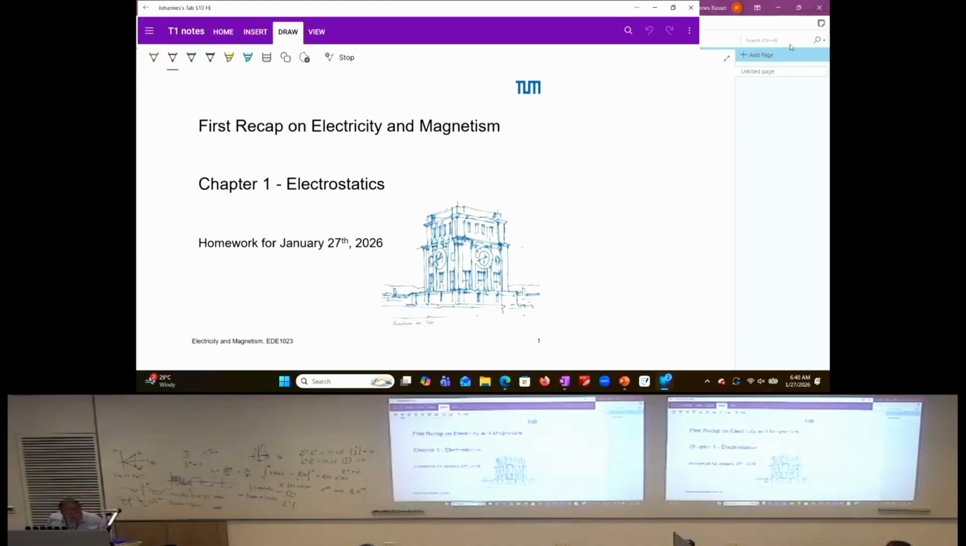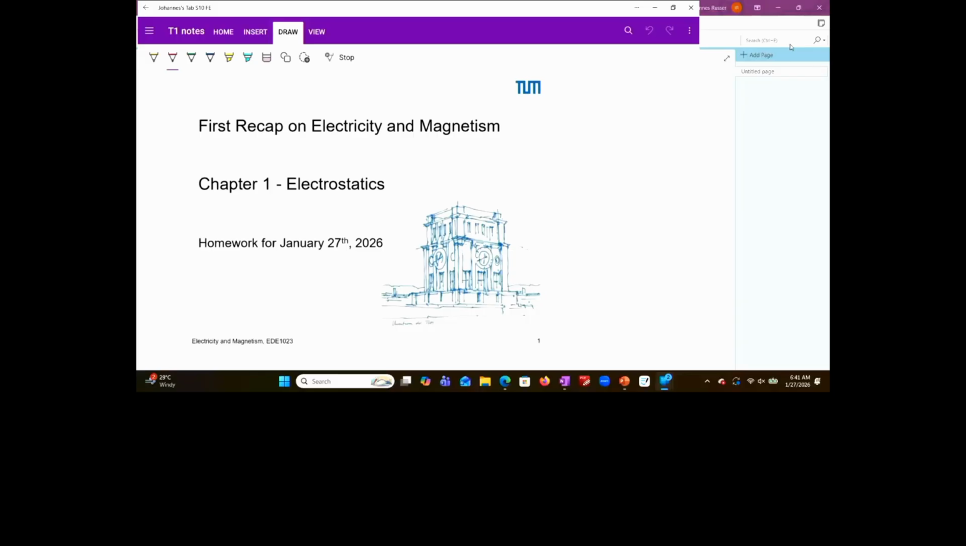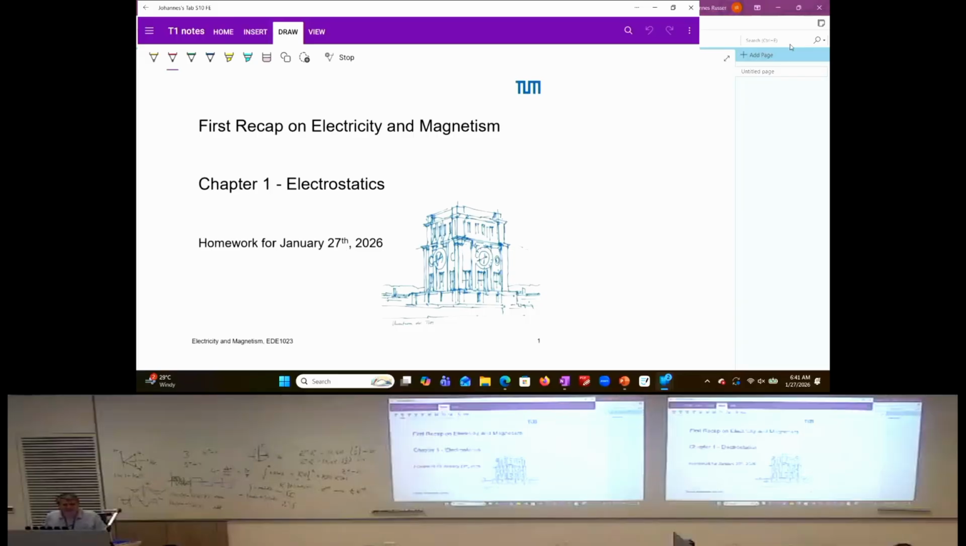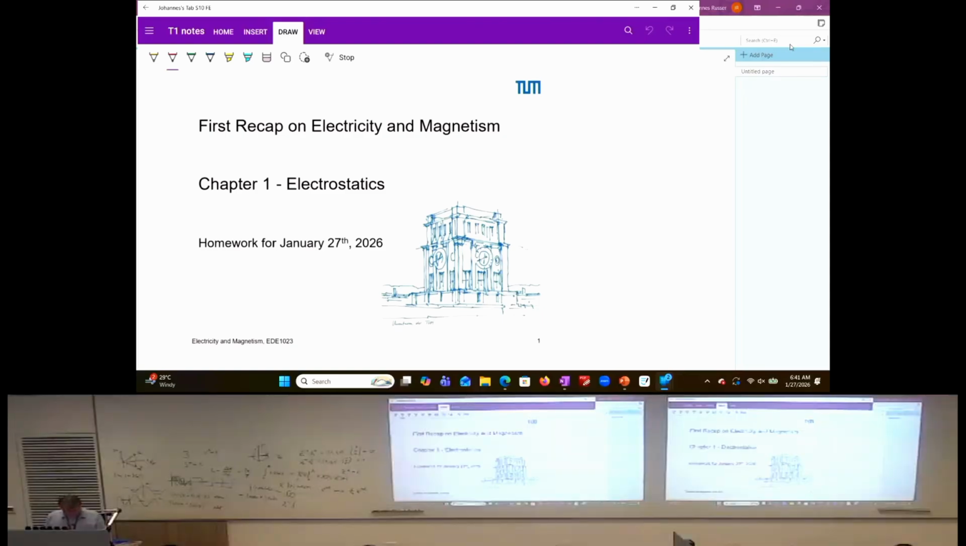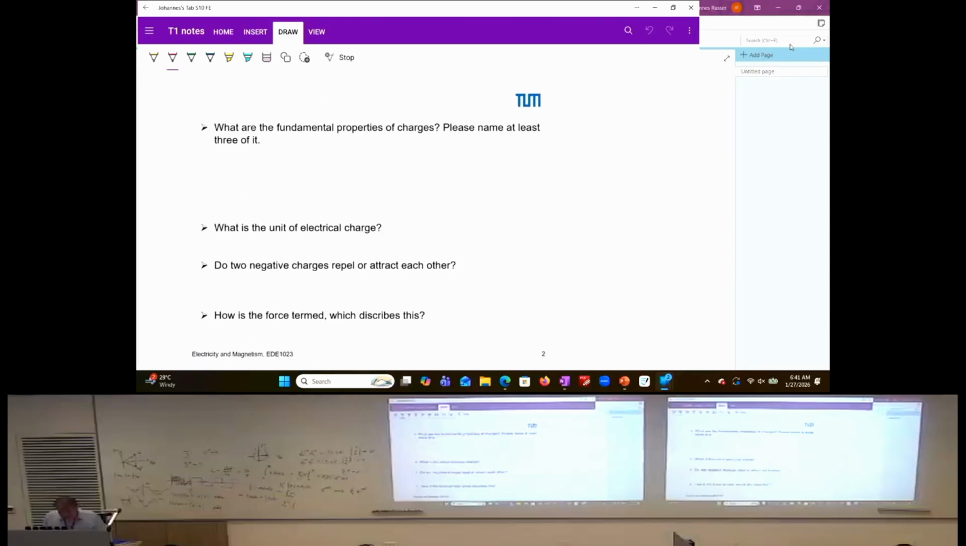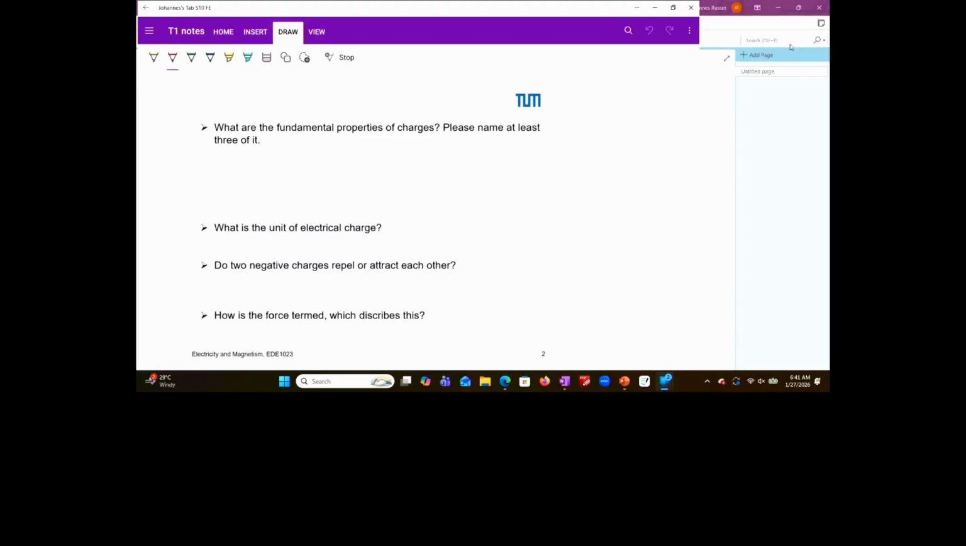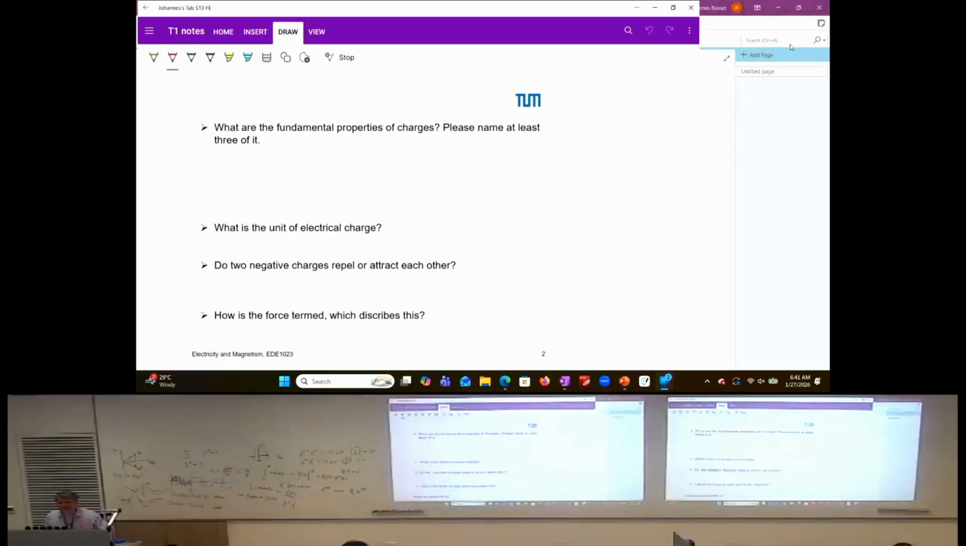Okay. Let's have some recap on what we have done thus far, and maybe we can work in groups, and maybe you can help me, and we can look at one question after the other, and you tell me what you think should go in there. So, what are the fundamental properties of charges? Can you name a few of them? Well, actually, at least three. Maybe we can do it table-wise. One table after the other is pitching in for an answer, or somebody is answering.